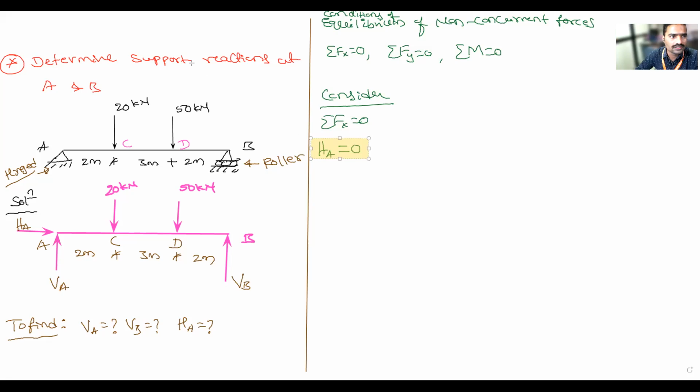Next, the second one. What is the second condition? Sigma fy. So sigma fy is equal to 0. What does sigma fy is equal to 0 mean?